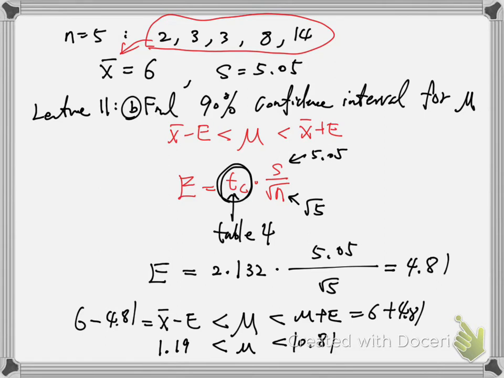So from 1.19 to 10.81 is the confidence interval. So you can also use the interval notation for the answer, right? So that means 1.19 to 10.81. So if you don't know interval notation, you can use the inequality. Okay, you can use the inequality.